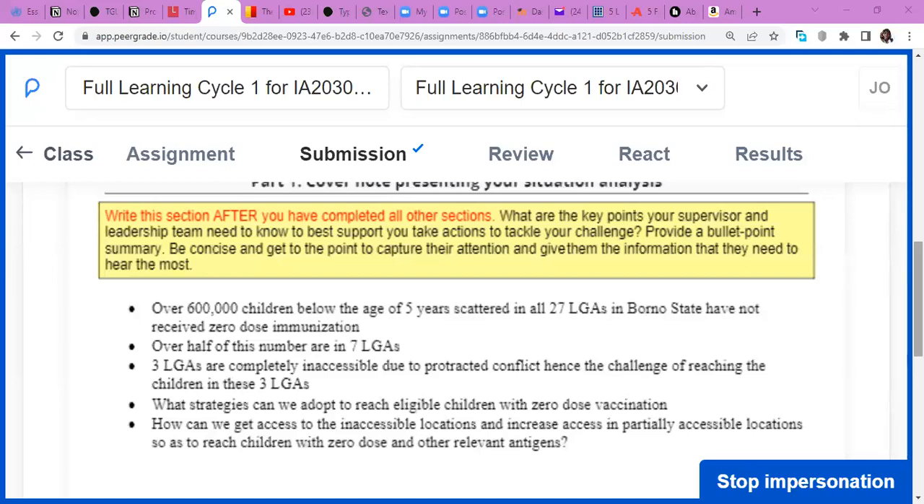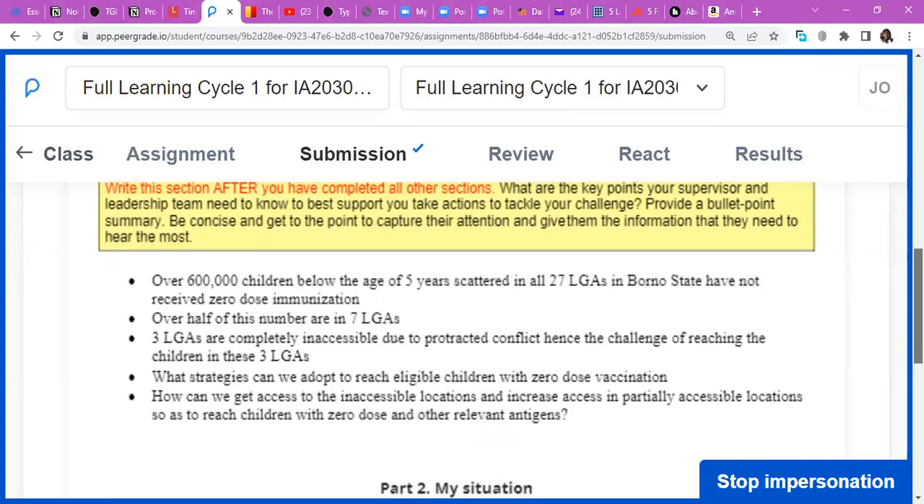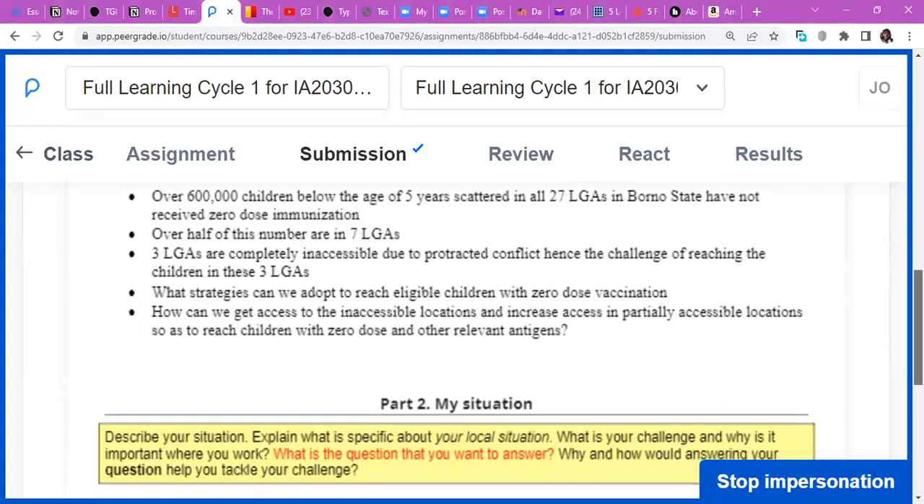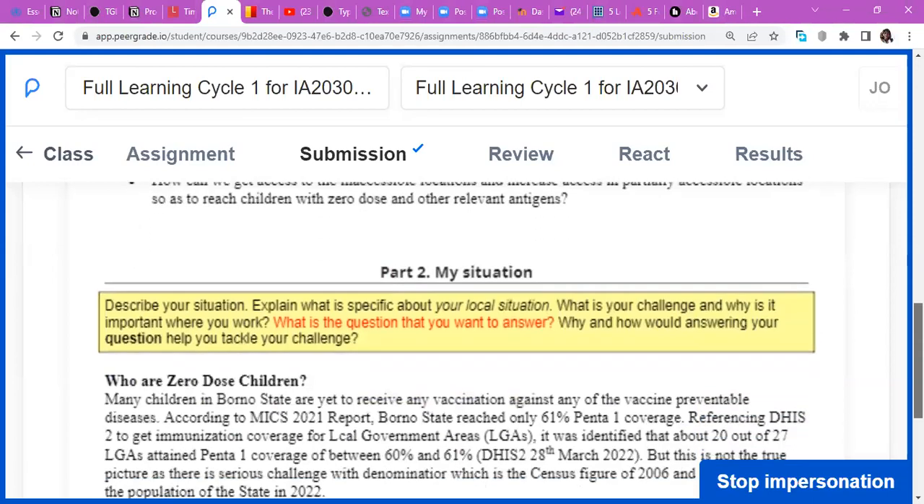Then, what strategies, that's my question, can we adopt to reach eligible children with 0 dose vaccination? How can we get access to the inaccessible locations and increase access in partially accessible locations so as to reach children with 0 dose and other relevant antigens?